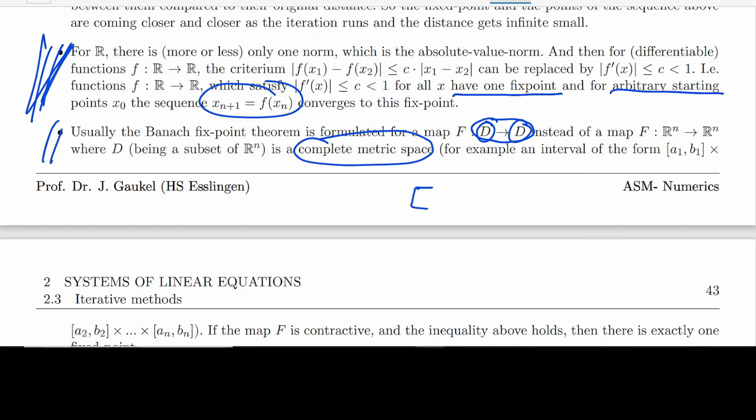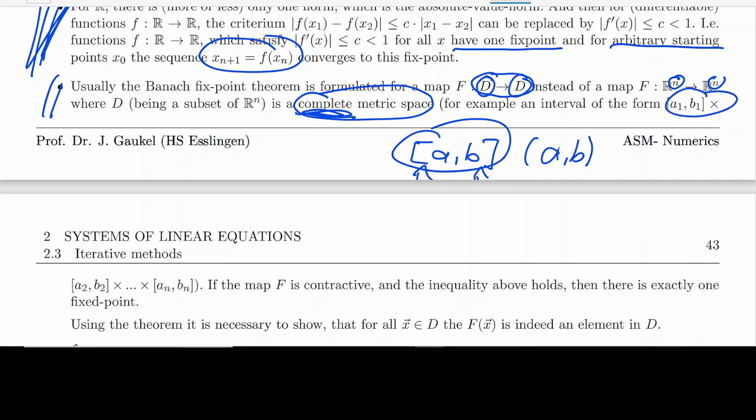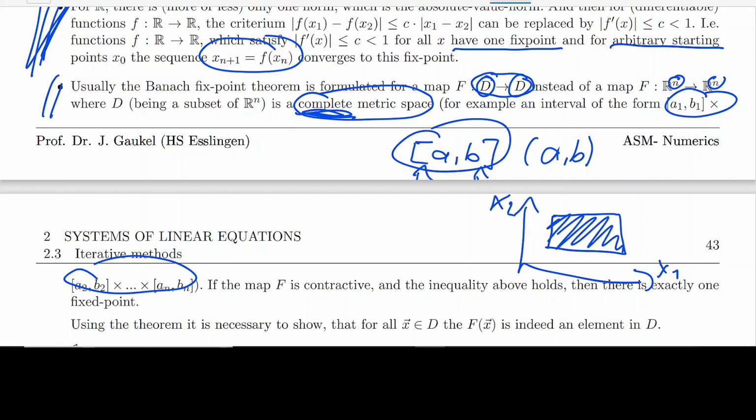What is that? For numbers, it's an interval with these brackets. If it's of that kind, then it's not a complete metric space. So for numbers, it's more or less that. And if n is 2, 3, 4, then it's more or less the equivalent, some interval of that form. And that means for R2, it's a rectangle here in the x1, x2 plane. Okay, have that in mind.